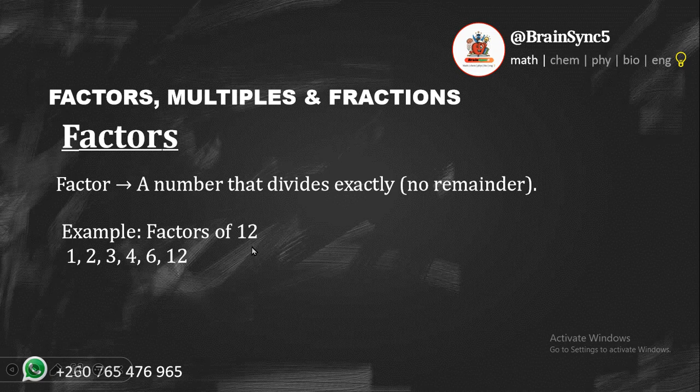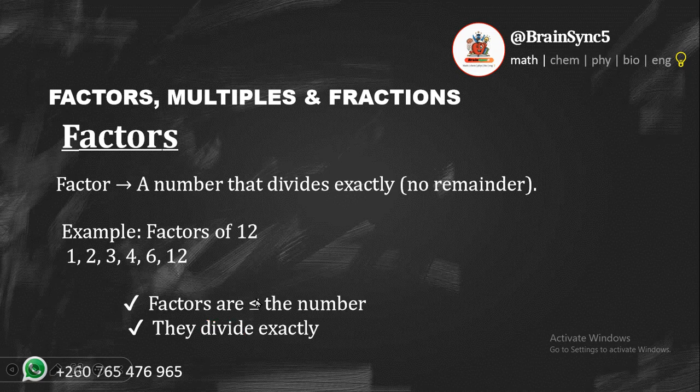In short, factors are numbers that are less than or equal to the actual number that you are given. Like here with 12, you see these are all less than 12, and 12 itself. Hope that was clear so that I can move on to multiples. If you are not clear, you can write something in the comment section.